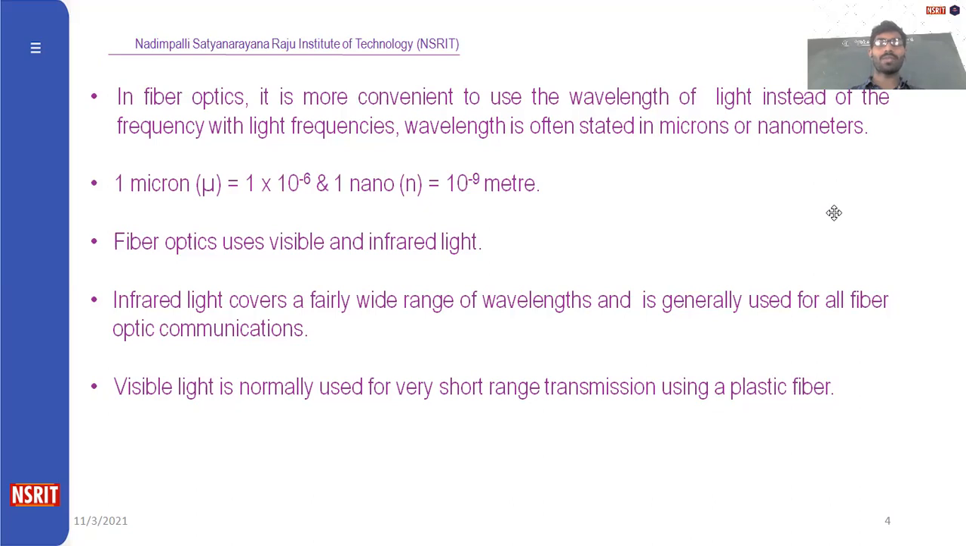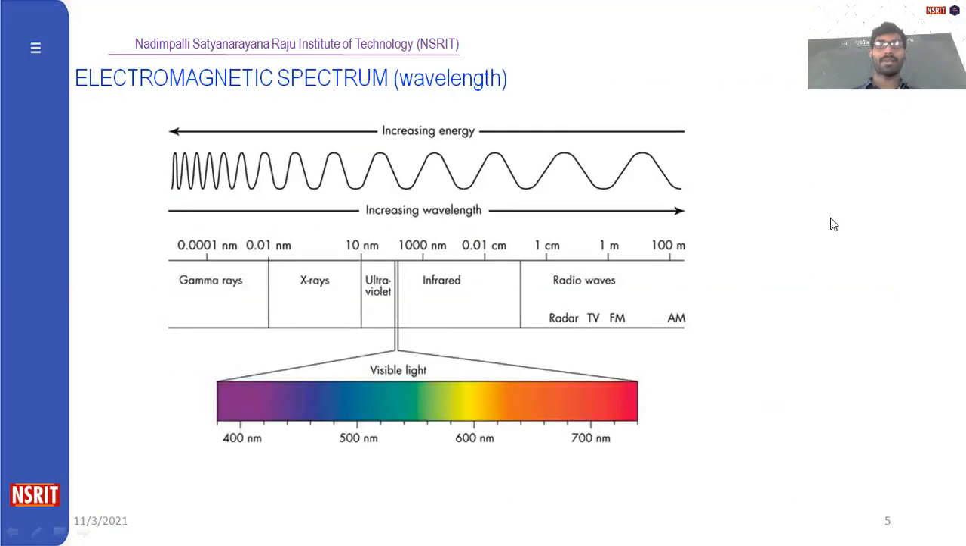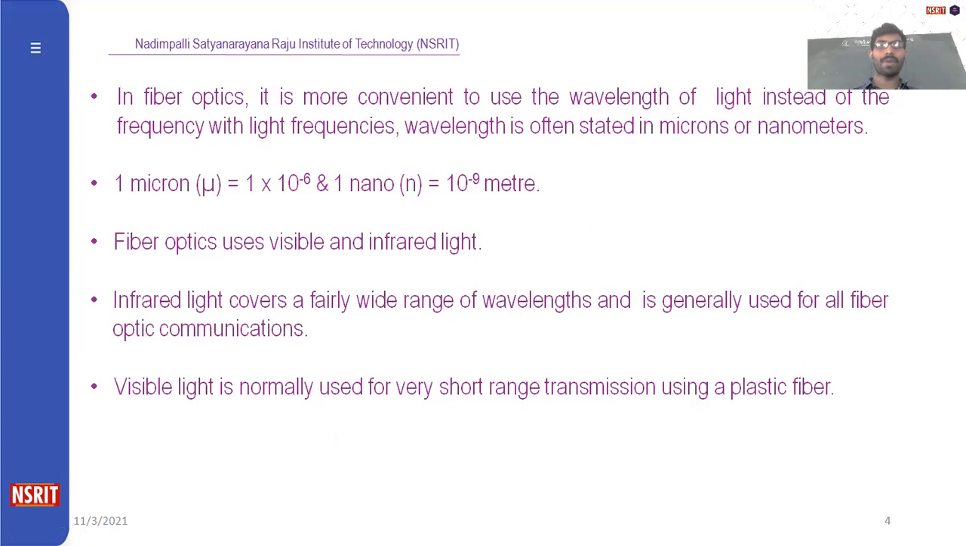Since we are going to deal with wavelengths, we need to know the units. The units used for wavelength in fiber optics are microns or micrometers, where 1 micron is equal to 1 into 10 power minus 6 meters, and 1 nanometer is equal to 10 into 10 power minus 9 meters. Fiber optics uses visible light and infrared light. Infrared light covers a fairly wide range of wavelengths and is generally used for all fiber optic communications.